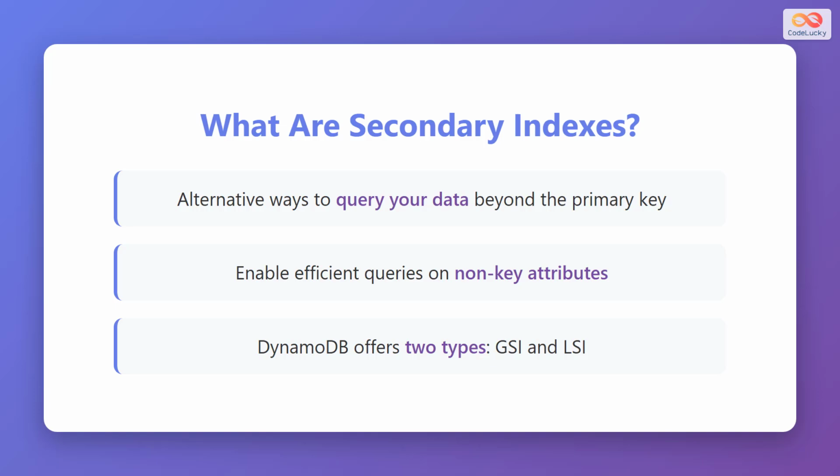Let's start with the basics. What exactly are secondary indexes? In DynamoDB, a secondary index provides alternative ways to query your data beyond the primary key. By default, you can only query a DynamoDB table using its primary key, but secondary indexes allow you to perform efficient queries on non-key attributes. This means you can search and retrieve data using different columns or fields that aren't part of your table's primary key. DynamoDB offers two types of secondary indexes: global secondary indexes and local secondary indexes, each serving different use cases.